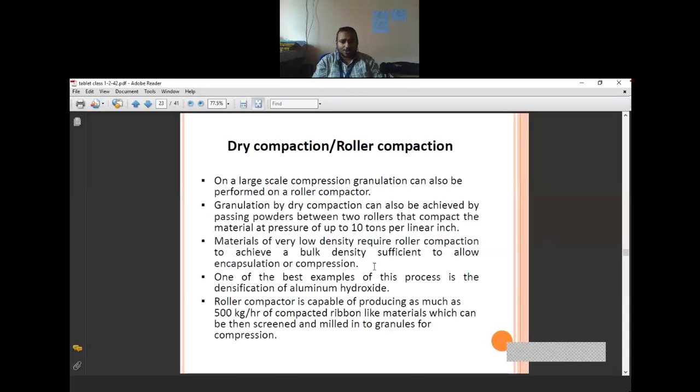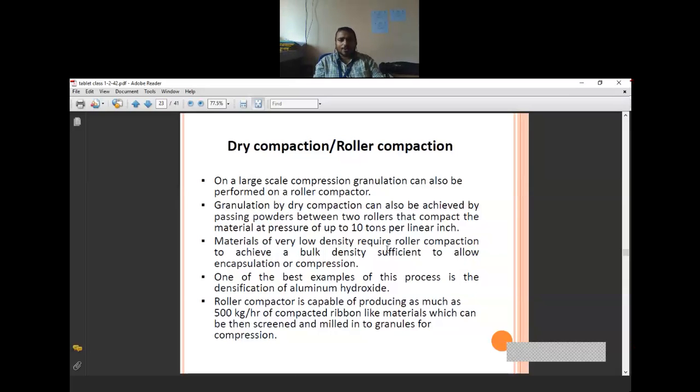So next, direct compression. On a large scale, granulation can also be performed on a roller compactor, so we use the roller compaction machine to prepare tablets in bulk quantity. Granulation by dry compaction can be achieved by passing powders between two rollers that compact the material at pressures up to 100 tons per linear inch. So we can prepare tablets by dry compaction by passing the granules between two rollers and applying pressure.